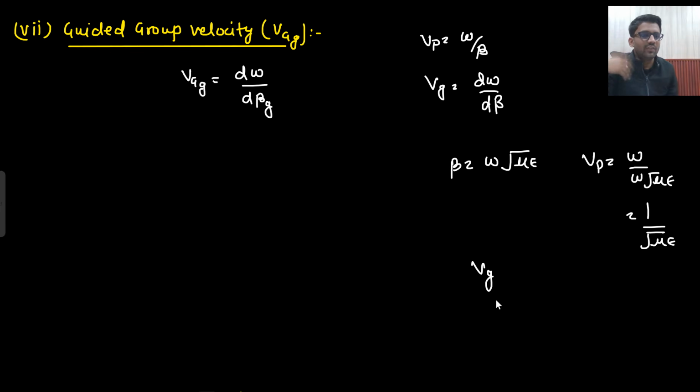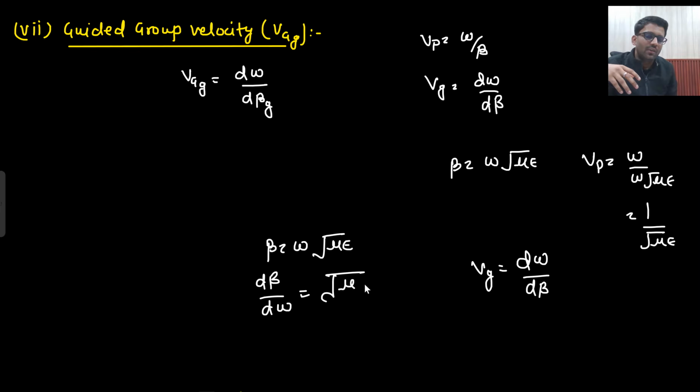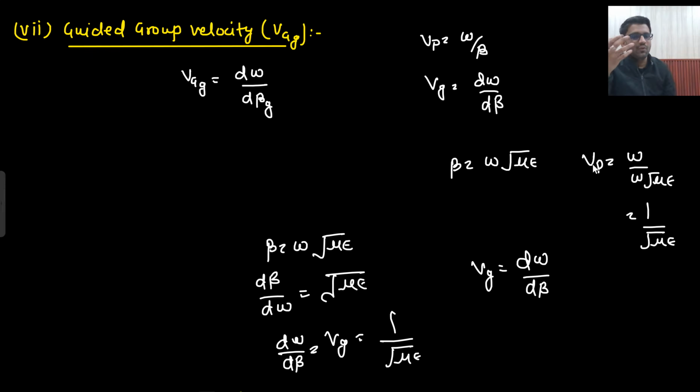But if I had calculated Vg, then what would I have got? d omega by d beta. What is beta? Beta is omega under root mu epsilon. If I do d beta by d omega, what am I getting? Under root mu epsilon only. And if I take the reciprocal, d omega by d beta, that equals Vg, and what I am getting is 1 by under root mu epsilon only. So there your phase velocity and group velocity were the same.